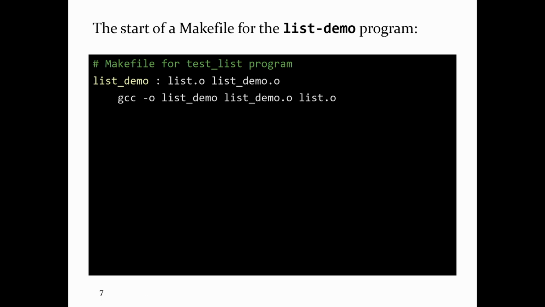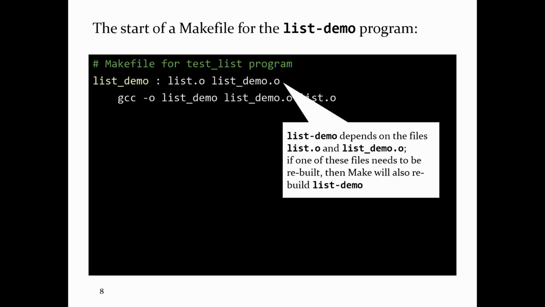So how do you build the final program? Well, it's just link these two object code files together and generate the output file listdemo. So that's it. That's the start of our makefile.